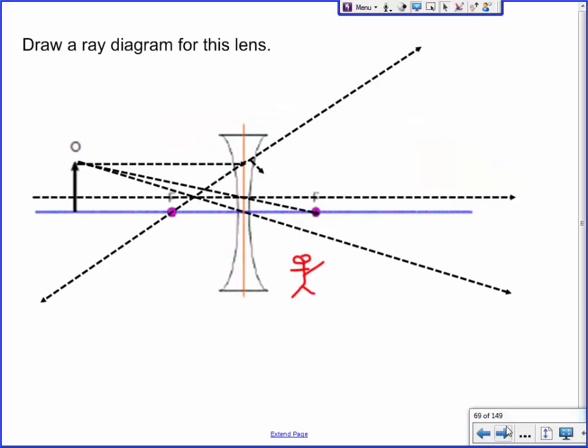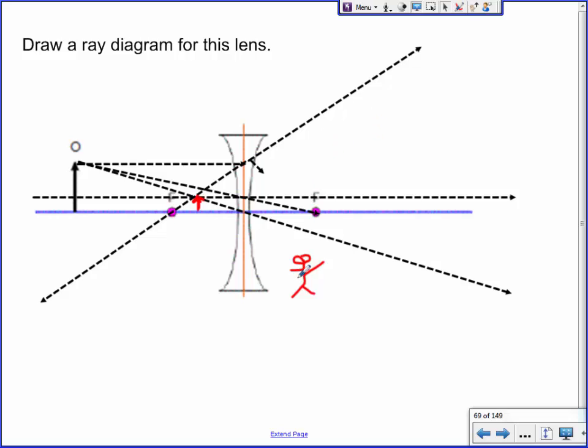So rather than seeing a real image, you would actually be able to see a virtual image, which would show up right here, and you would perceive it as though it was here. Let me go back to the start of my lesson. Do you guys remember the fish? And how you thought the fish is here, but it's really there? This is how your glasses work.